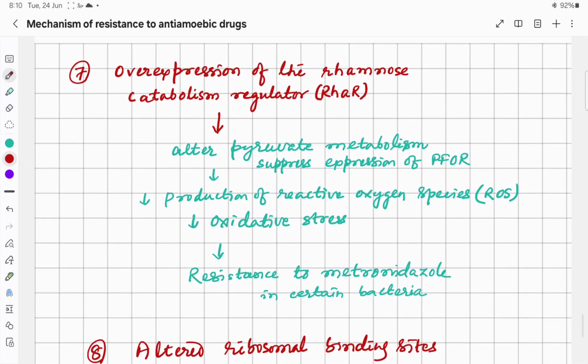Then there can be overexpression of the rhamnose catabolism regulator, which will alter the pyruvate metabolism and hence suppress the expression of the enzyme pyruvate ferredoxin oxidoreductase, and that will decrease the production of reactive oxygen species, decrease the oxidative stress, and hence decrease efficacy and cause resistance to metronidazole, particularly in certain bacteria, because metronidazole also has antibacterial action.